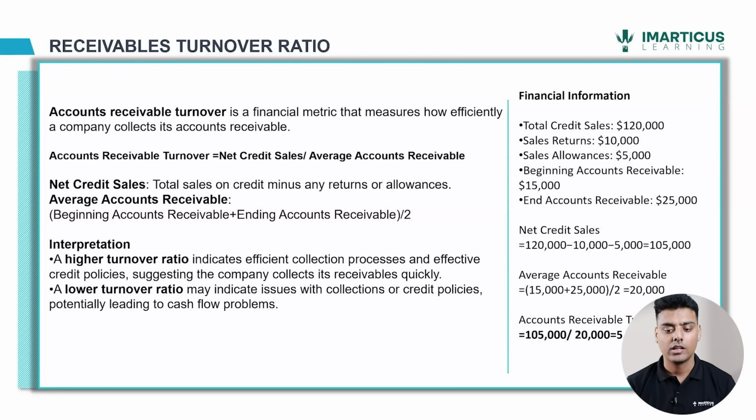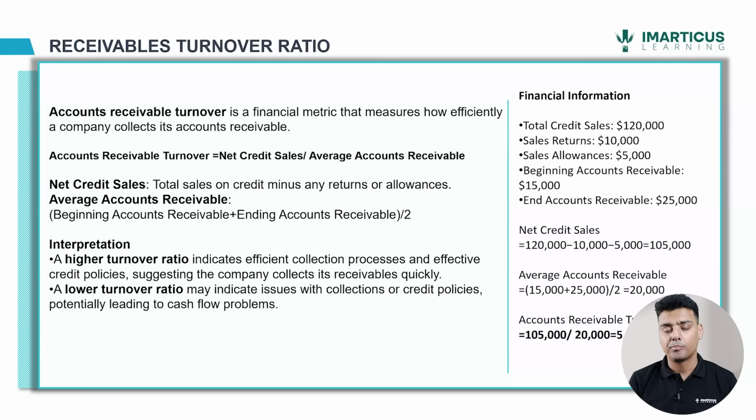Let's look at a question. If a company has total credit sales of $120,000, sales return of $10,000, sales discounts or sales allowances of $5,000, beginning account receivable $15,000, and ending account receivable $25,000. What would be the net credit sales? The net credit sales would be $105,000 and the average account receivable would be $20,000. So now the accounts receivable turnover is nothing but 105,000 divided by 20,000, or 5.25 times.